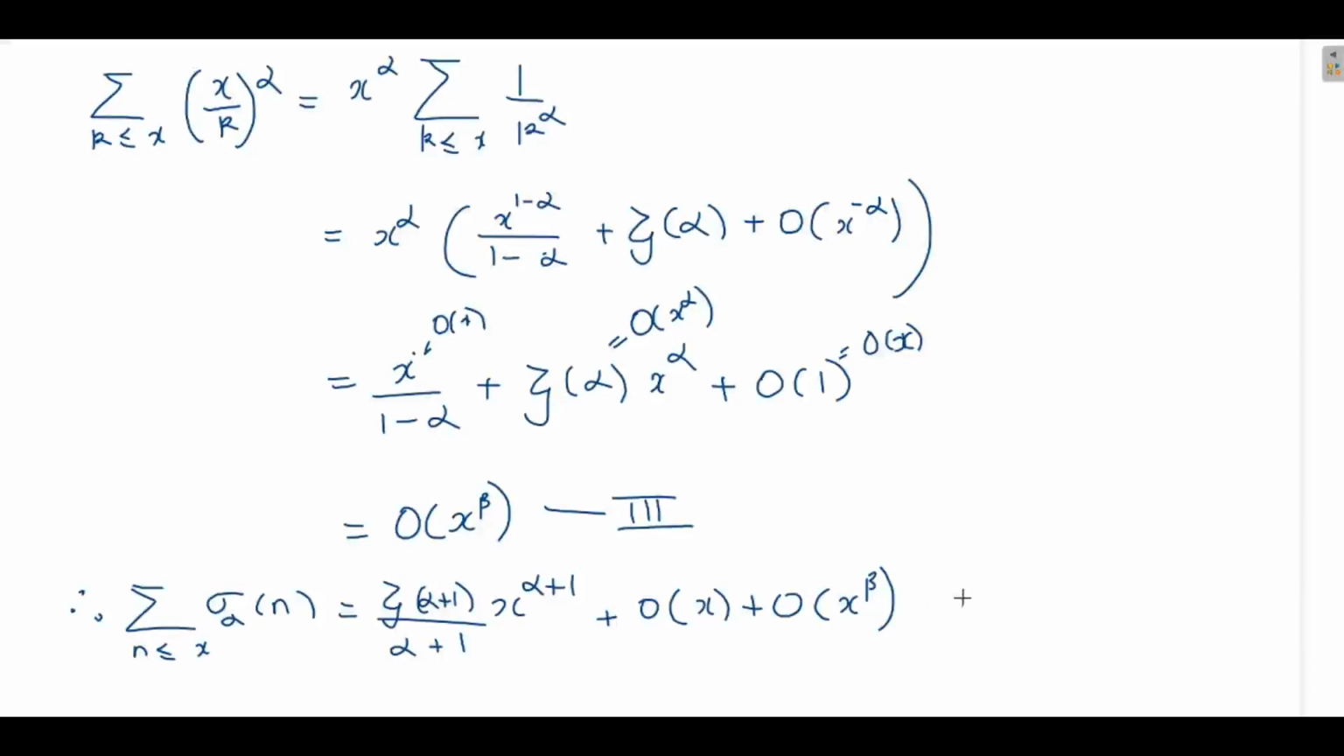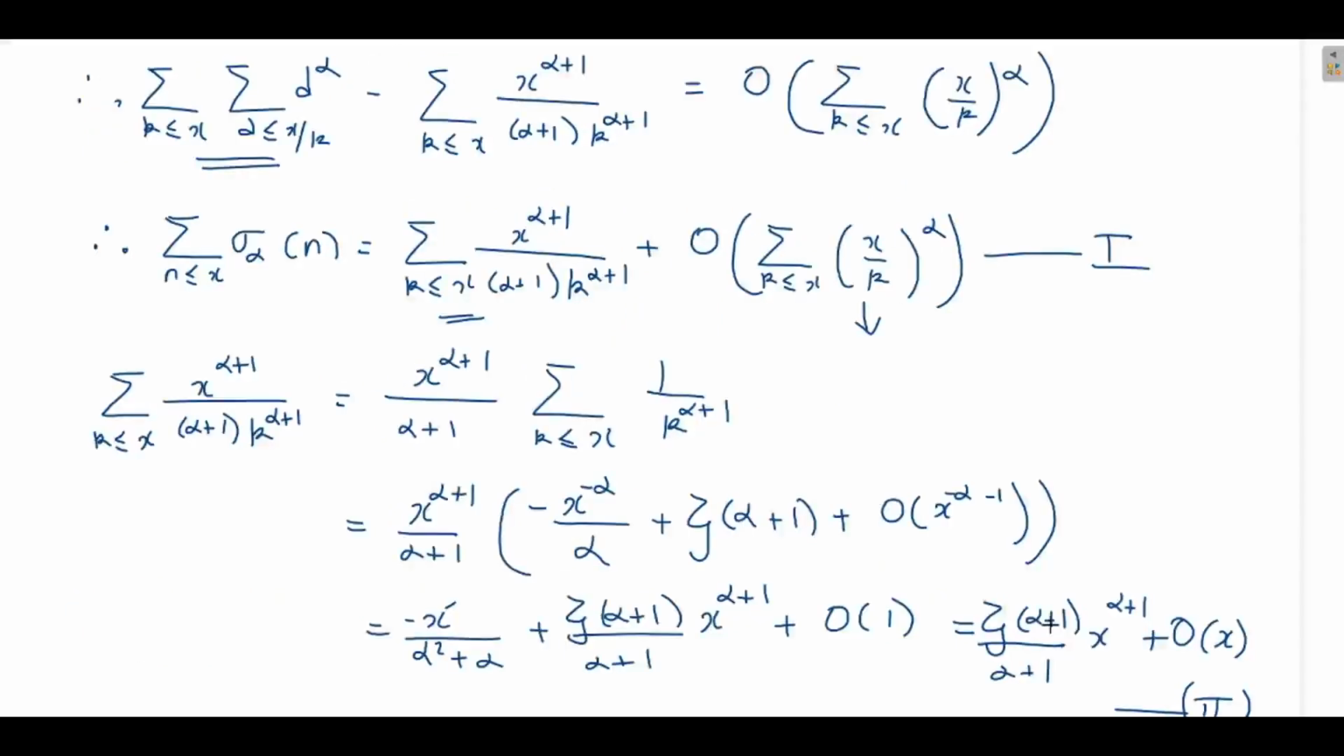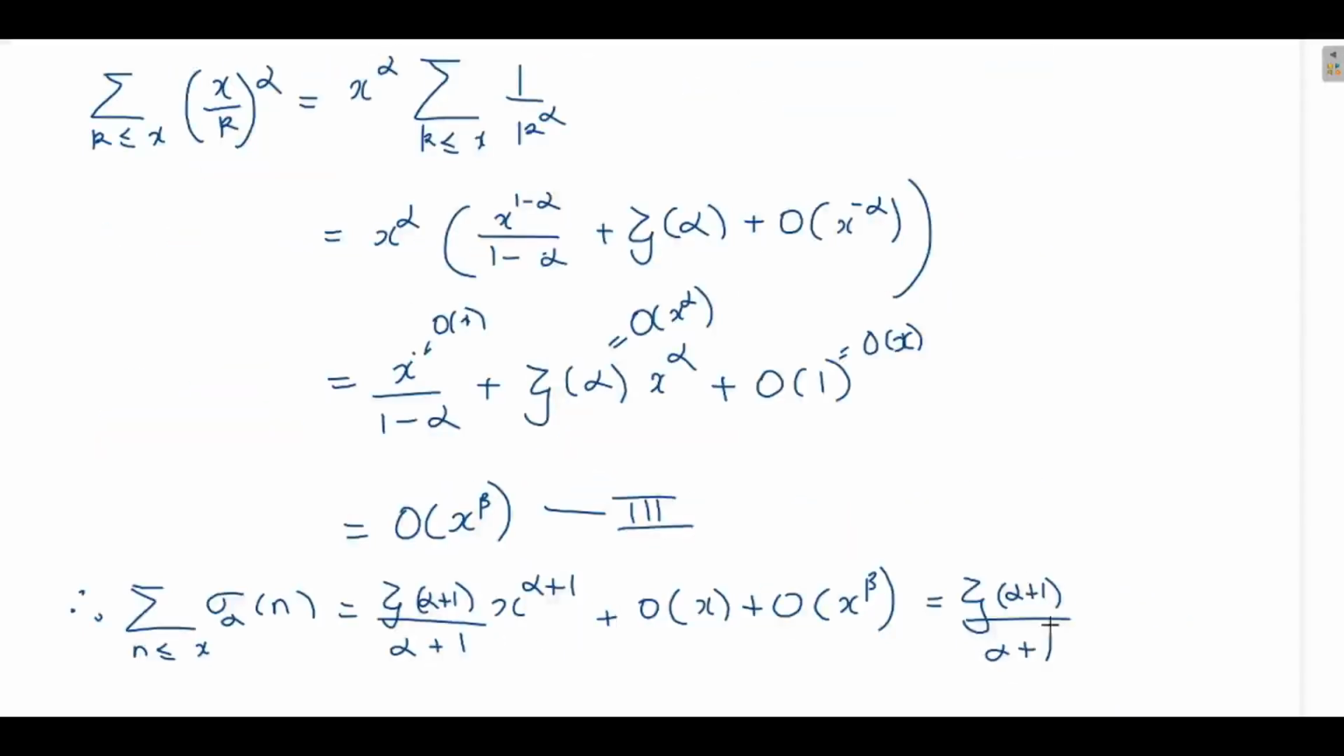Again, as I said, big O of x will be big O of x raised to beta. So this will give us zeta of alpha plus 1 upon alpha plus 1 x raised to alpha plus 1 plus big O of x raised to beta. This is what you have, and this proves your theorem.